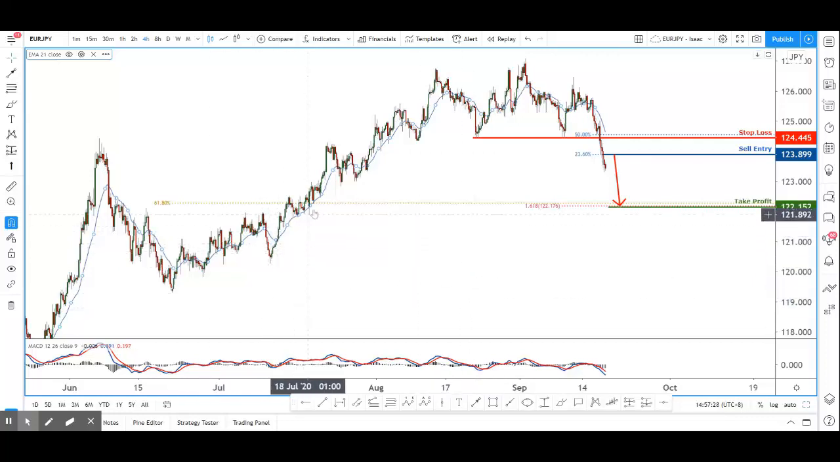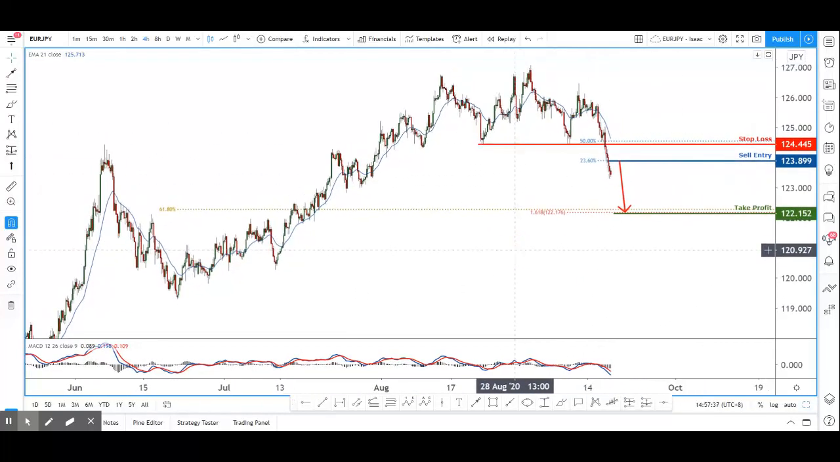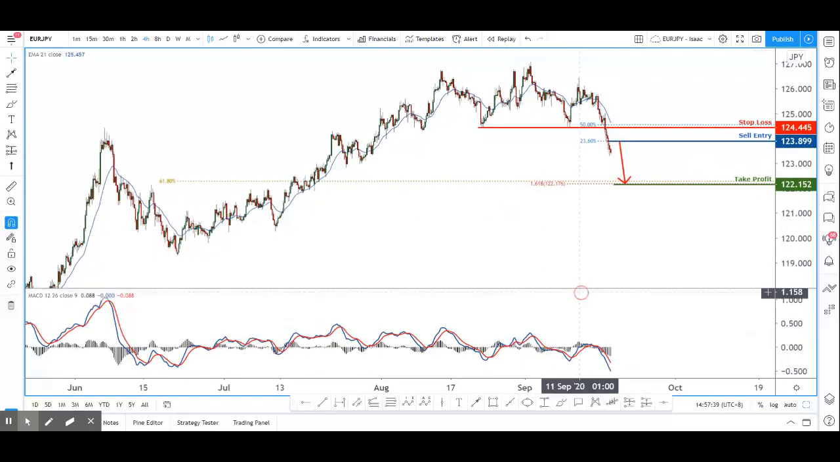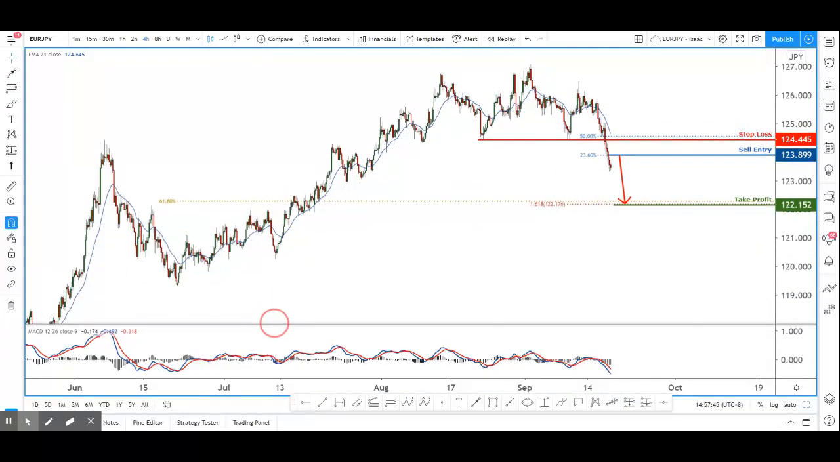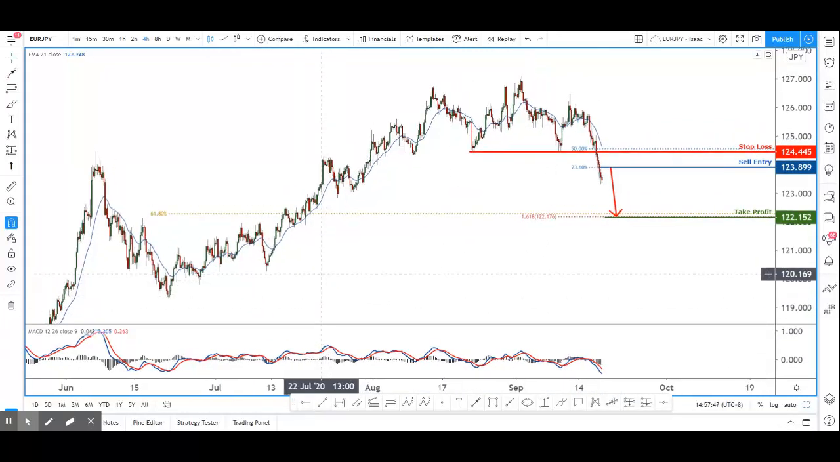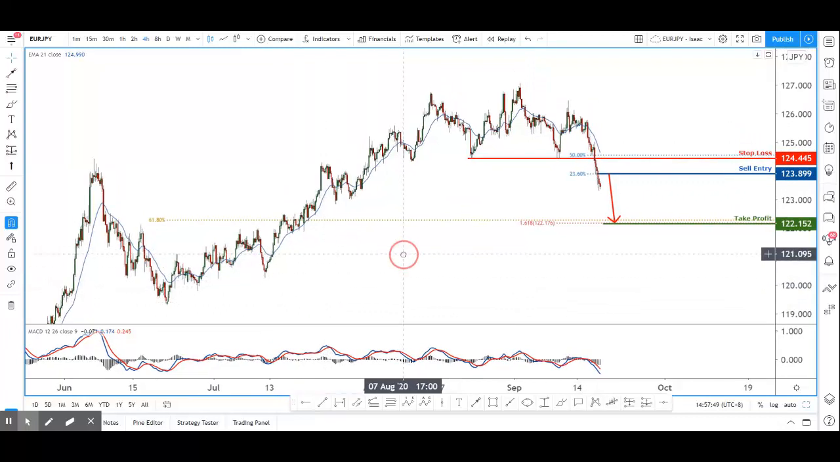Alright, when price is trending, you see the 21 moving average holding price very nicely. Okay, so price is right now below our 21 days moving average. At the same time, the MACD is way below zero with no signs of turning back up. So as long as MACD is below zero, it means that there is still bearish momentum in the markets. Alright, so technical indicators confirm this.